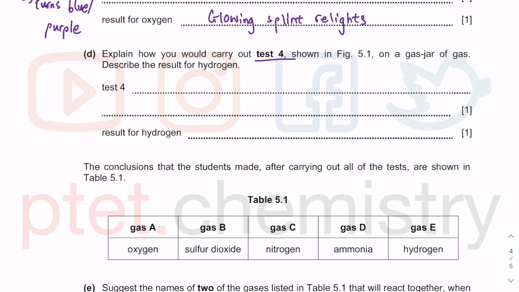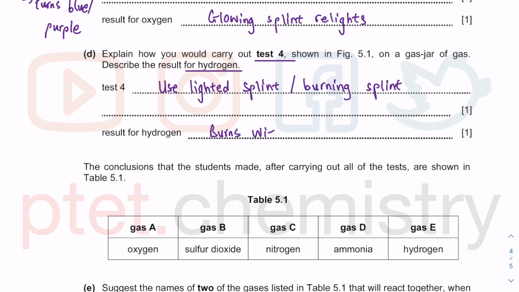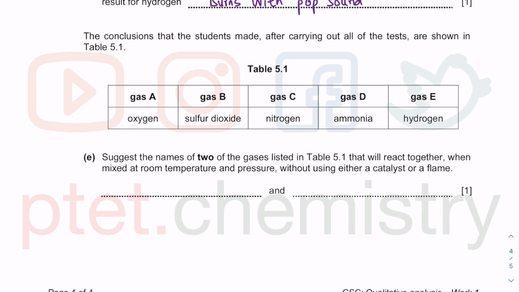How would you carry out test 4, which is the test for hydrogen? You would use a lighted splint. A lighted splint is the same as a burning splint. It's the one where the fire is still going on. What happens then is it burns with a pop sound. So the lighted splint burns with a pop sound, and it will get extinguished. It will go off as you form water.